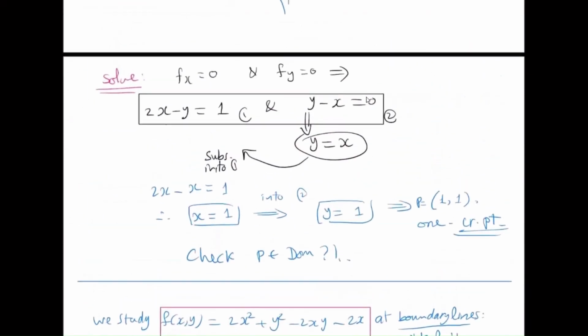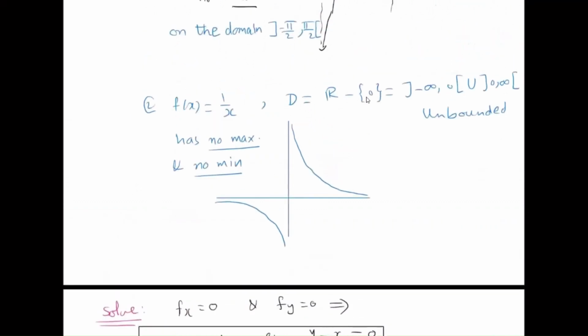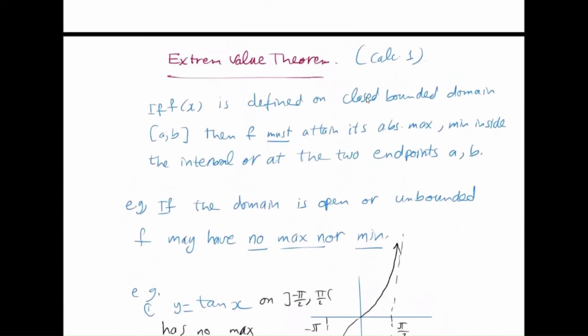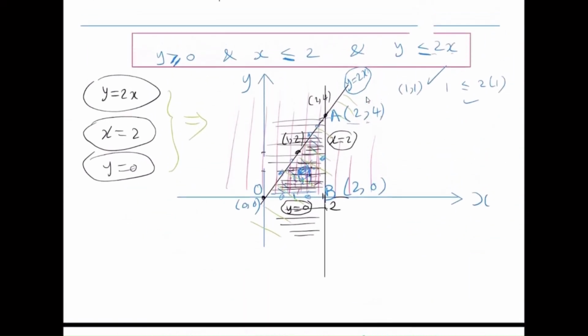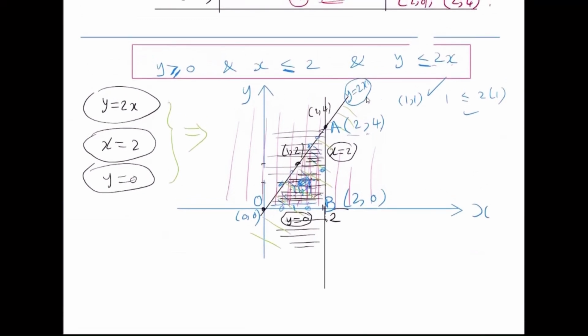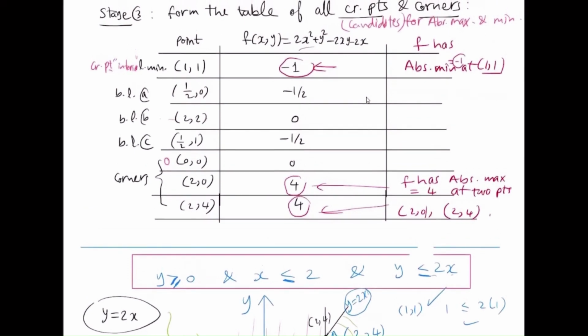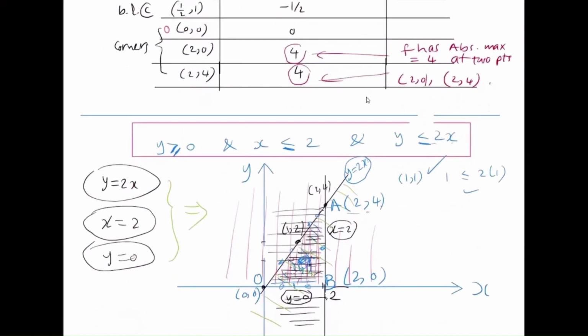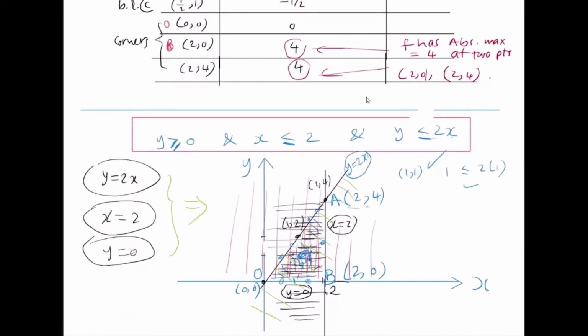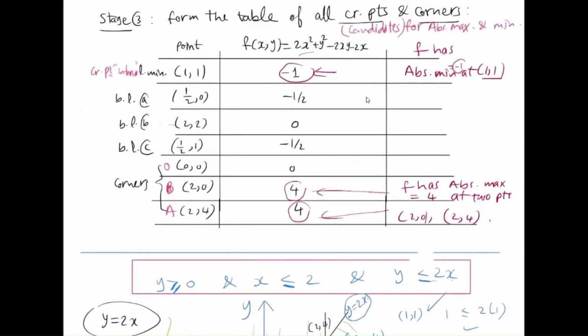What about the corners? We evaluate the function at the corners and at the lines. We studied the interior by the general study. We studied the boundary lines one by one, and we will add the corners to the table. These are the corners: 0, 0. The second corner of the triangle is 2, 0. This is the corner B, and the corner A, 2, 4. Evaluate the function value at all of these points.